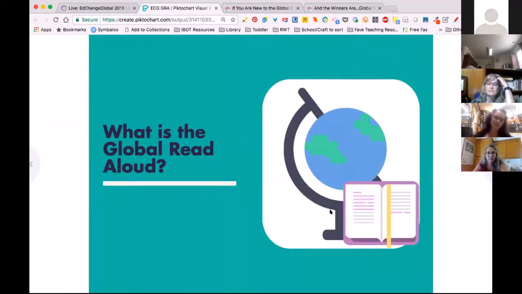So the first thing, I don't want to spend too much time on this because I figure half the people listening to this already know what the Global Read Aloud is, but I also realize half the people might not. So just a quick introduction to what the Global Read Aloud is.